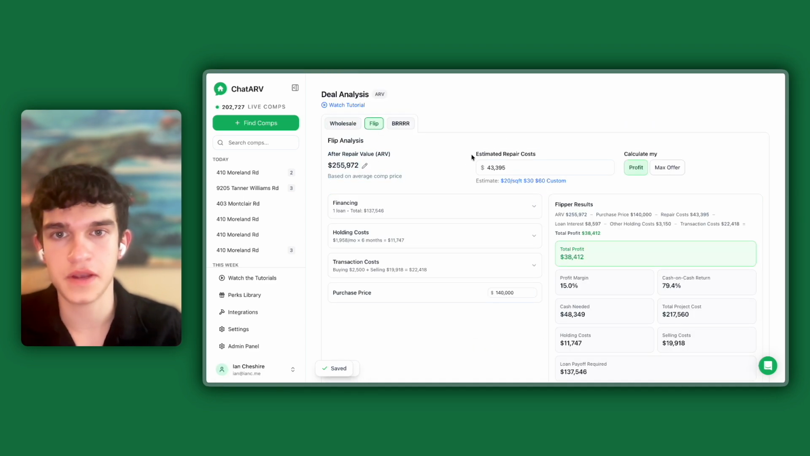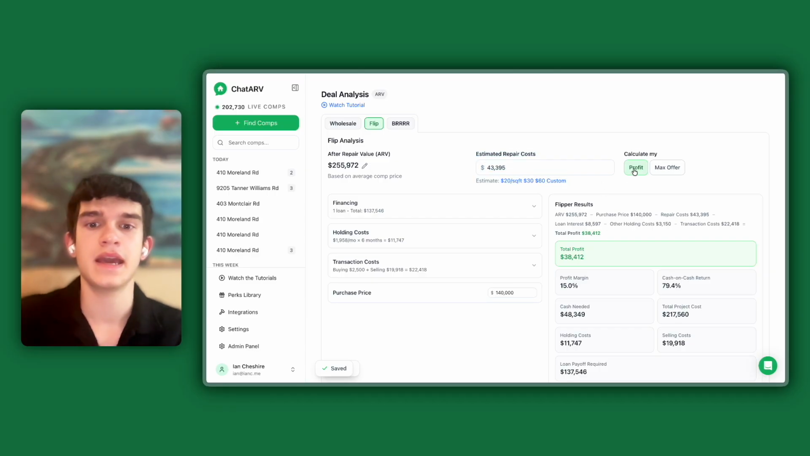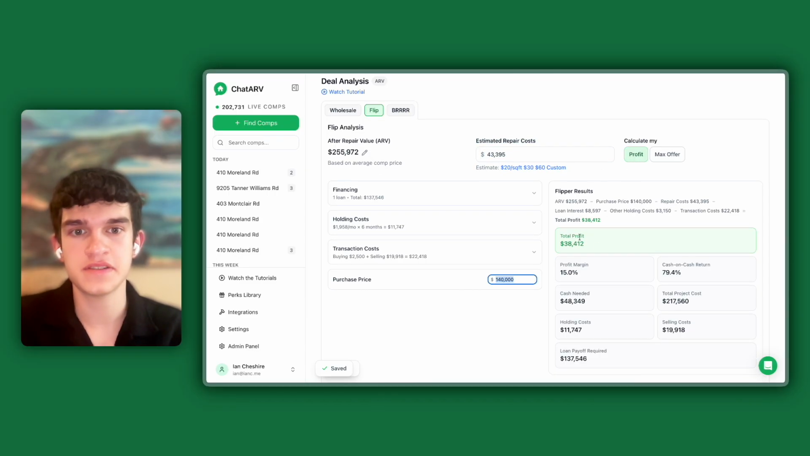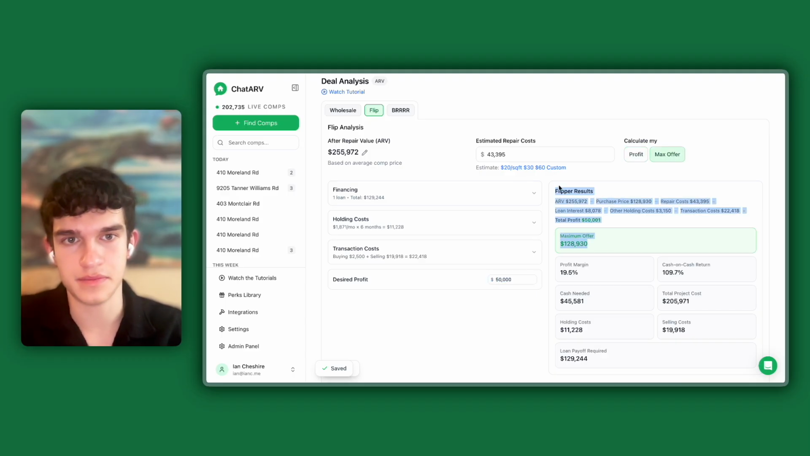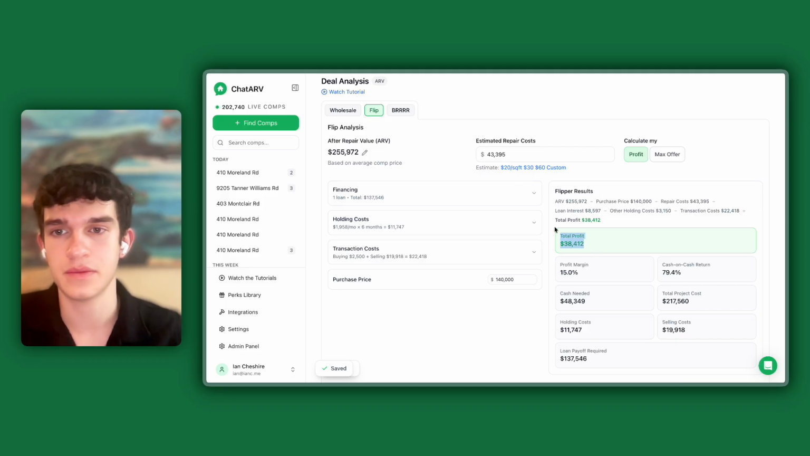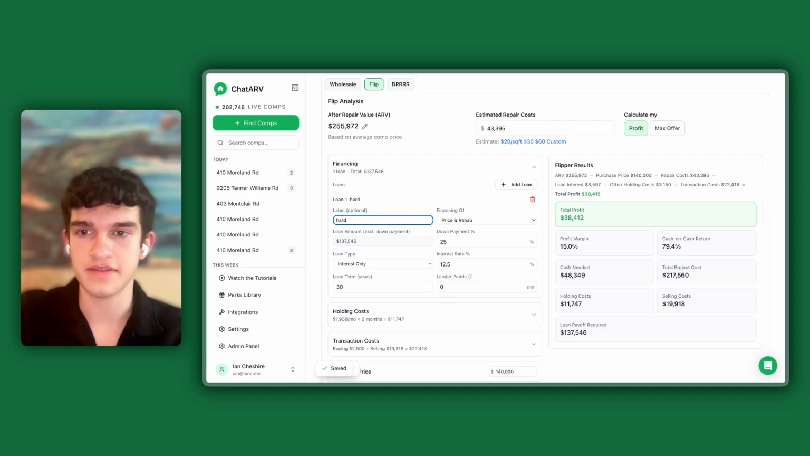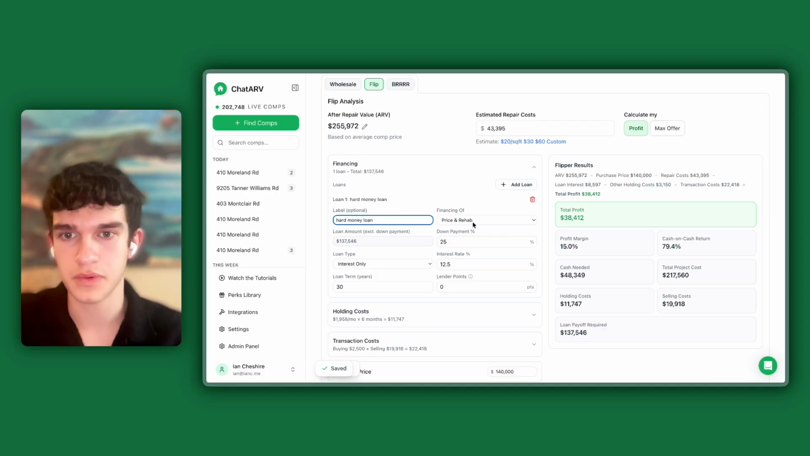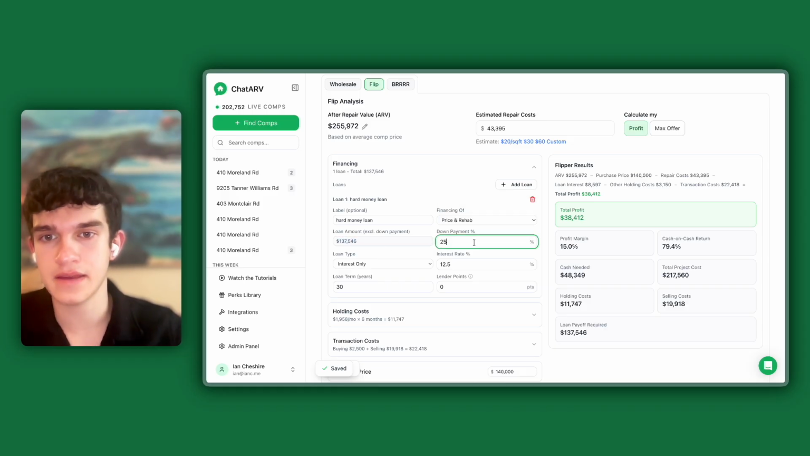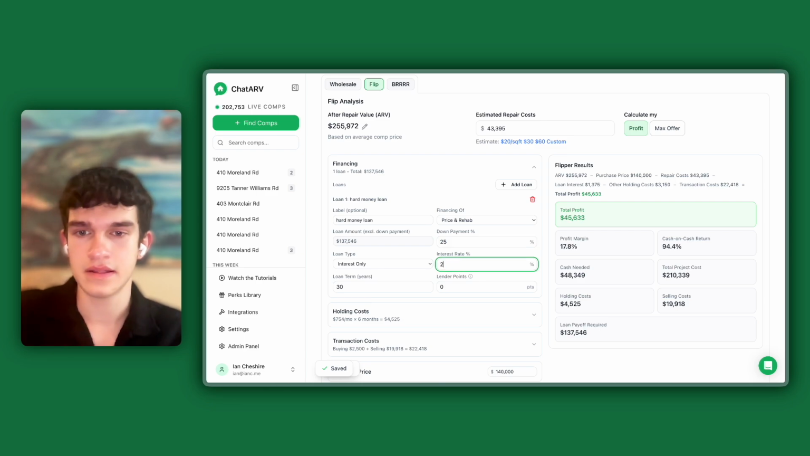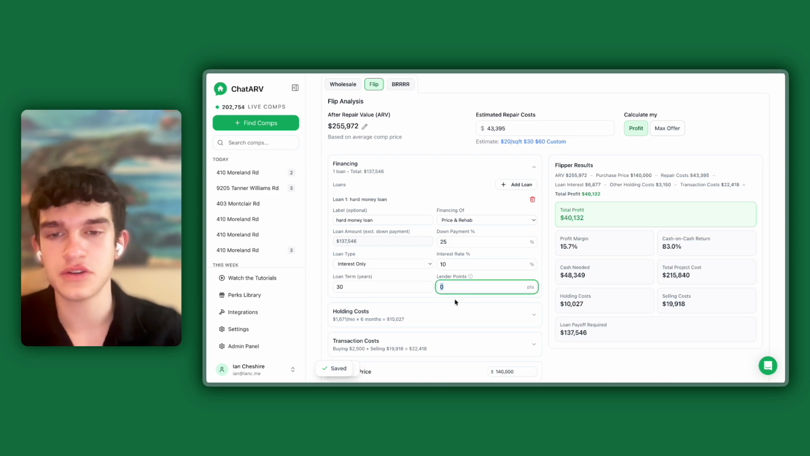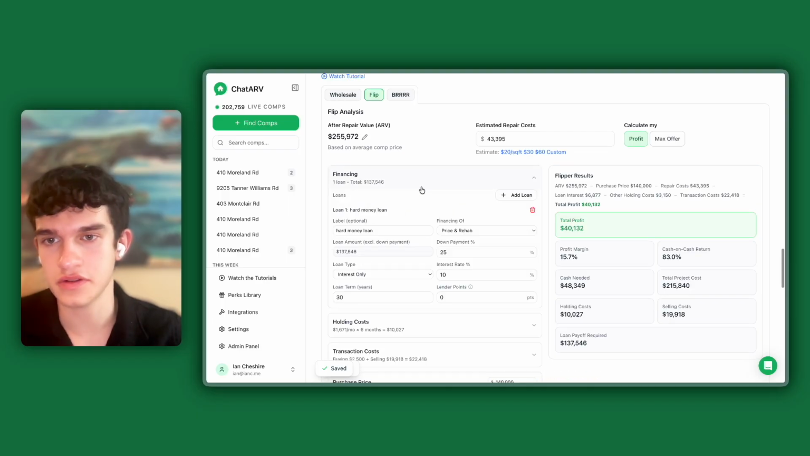But we also have a more advanced flip calculator. So we still use our after repair value and the same estimated repair costs. And you can decide to input your purchase price and calculate the profit, or input your desired profit and calculate your maximum offer. So I'll do this example calculating the profit. So first we have the financing. You can choose what to finance. So I can say this is a hard money loan for the price and the rehab. And that would mean the loan amount is 137K, 25% down payment, let's say a 10% interest rate. Lender points are what you pay upfront to have a reduced interest rate, and then the loan term is here. I'll just leave it at 30 for now.